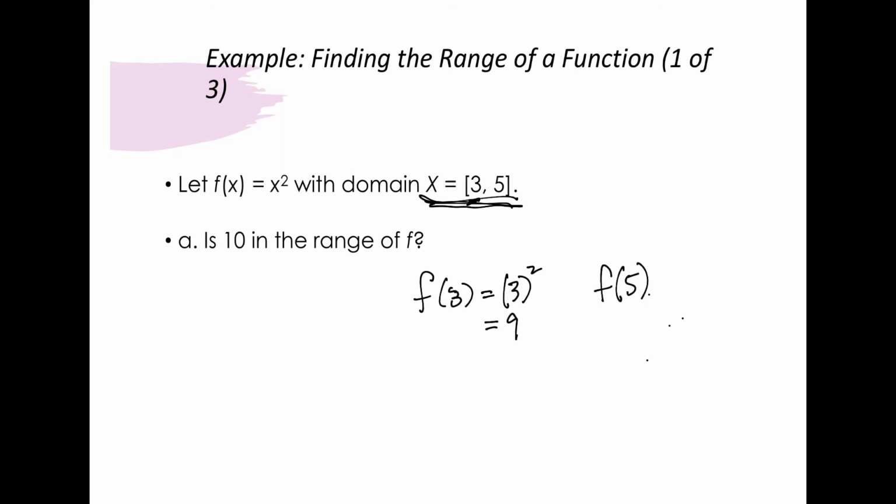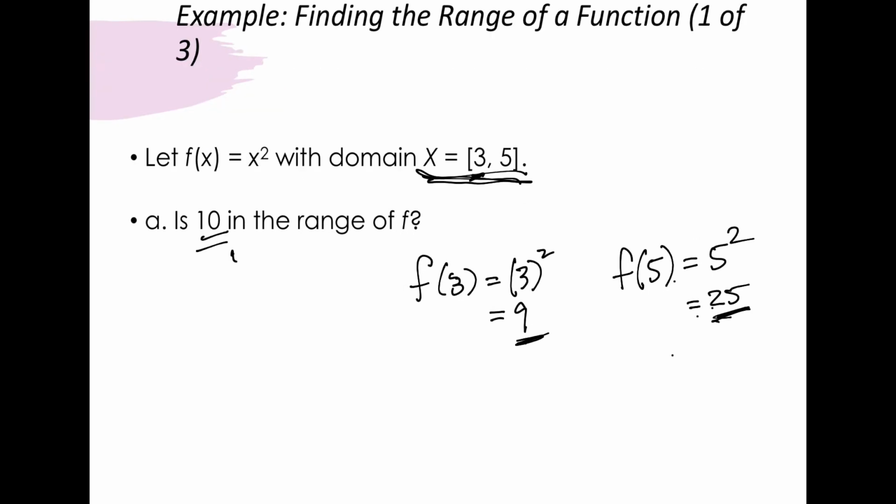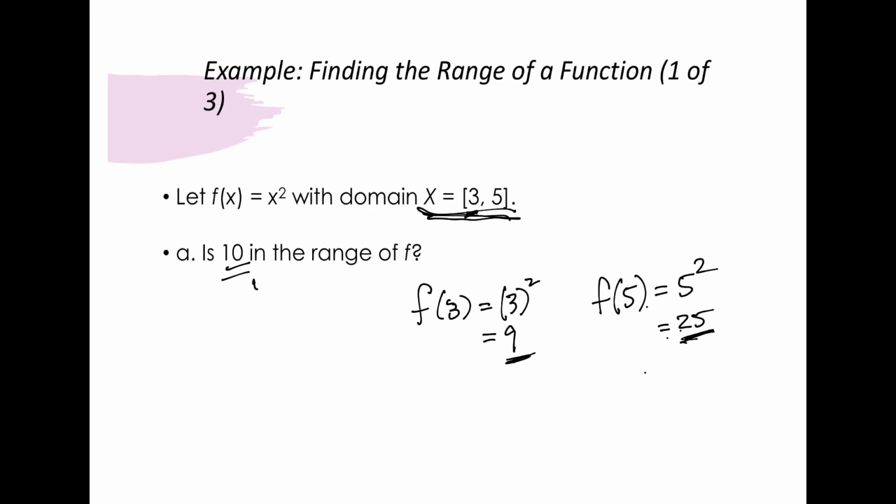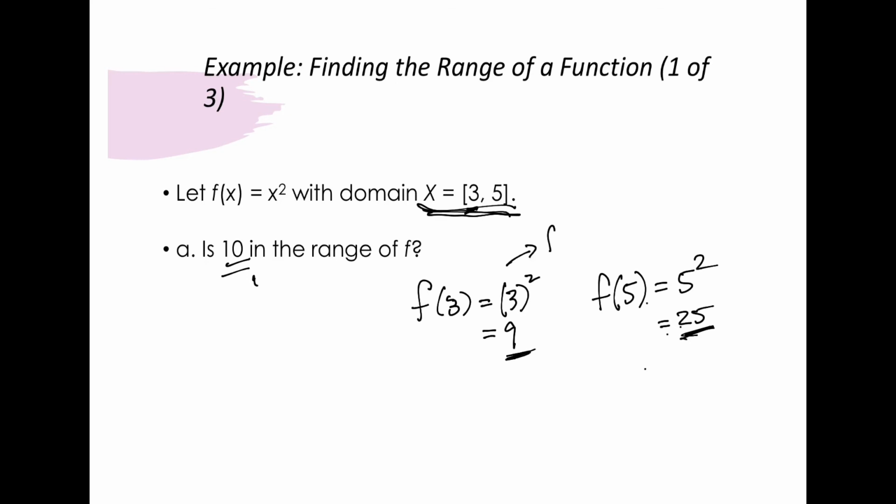So if we look at what the result of 5 is, that would be 5 squared, which is 25. We can see that we have a rising set of numbers there. And so my outputs are going from 9 to 25. 10 then would definitely be in the range, right? It's something slightly above 3 as my input, because f of 4, in between 3 and 5, would give me 16. So I know that 10 is going to be an output.